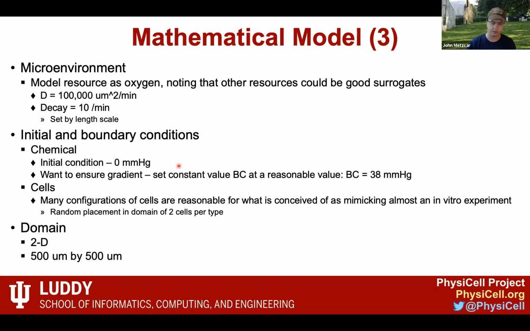And then our domain is going to be set to 2D, and we're going to have a relatively small domain of 500 microns by 500 microns. So at this point in time, are there any questions about the general intermediate workflow, or about the biological conceptual model, or the mathematical model that I presented?